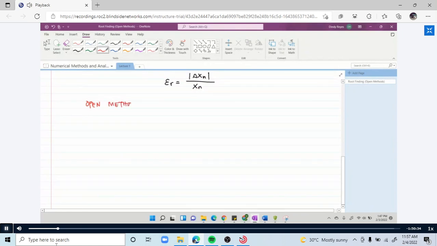Open methods for root finding. In some books or some teachers will call it finding zeros of functions. Okay, so it's the same thing. Root finding, finding the roots of an equation, or finding the zeros of a function. Pareho lang. Right? First one is called fixed point iteration.